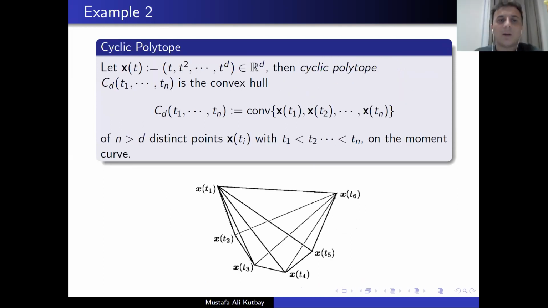And the other example is cyclic polytopes. Cyclic polytopes depend upon a real-valued vector function called the moment curve, which is written here, x of t. It takes a real value t and brings it to a vector of this form. A cyclic polytope is created by choosing n different real values, putting them in the moment curve of dimension d, and taking their convex hull. Since all these t values are distinct from each other, we can write it in a more compact way by denoting it by C sub d of n rather than all these t values.